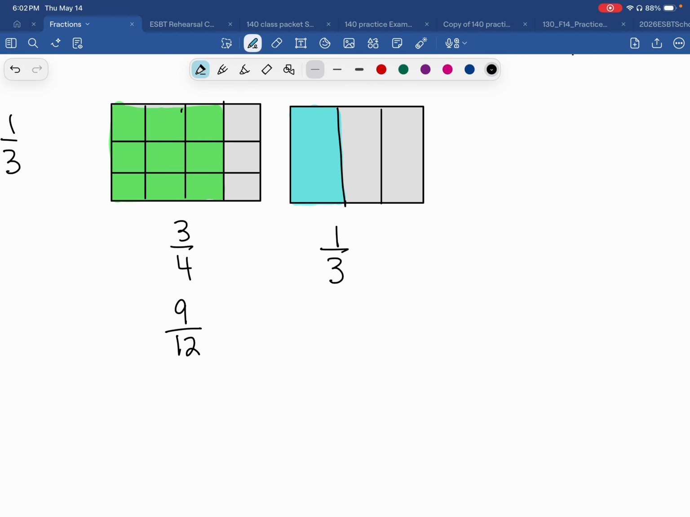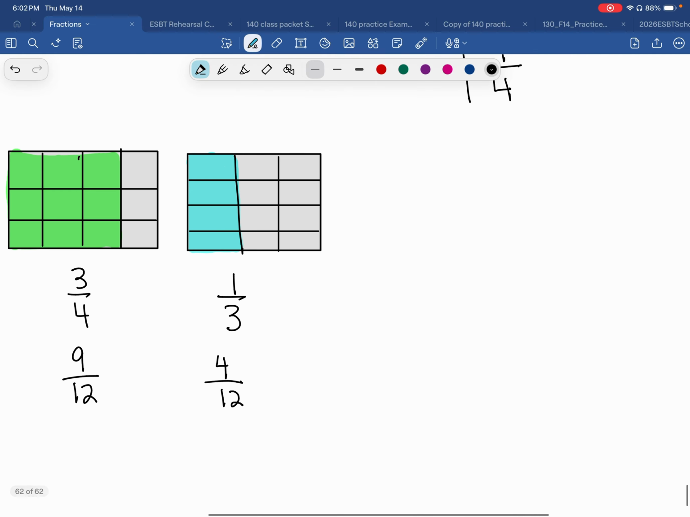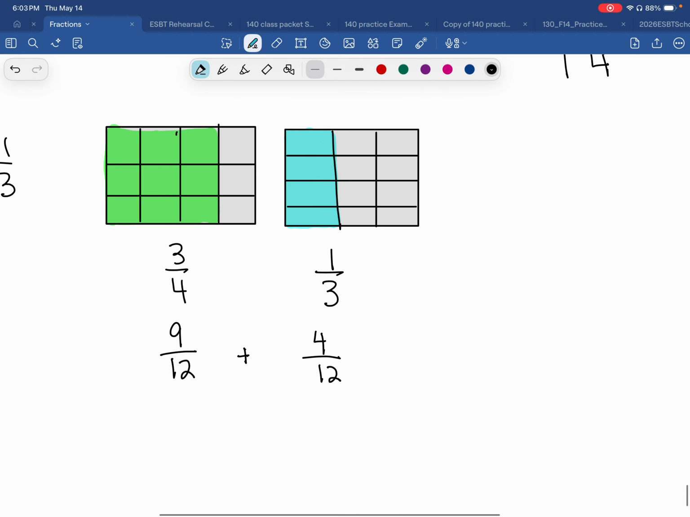So that became 9/12. And then over here, it was already cut into 3 vertically. So I'm going to cut it into 4 horizontally. Now I've got 12 even pieces, and I have 4 that are shaded. And now that I have them all even, all the same pieces, then I can add them together. And that's going to give me a total of 13 pieces, and each one is a 12th.